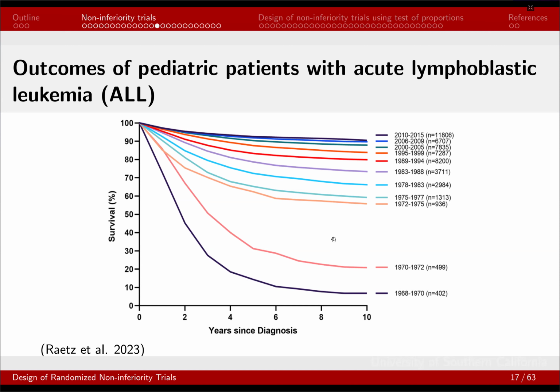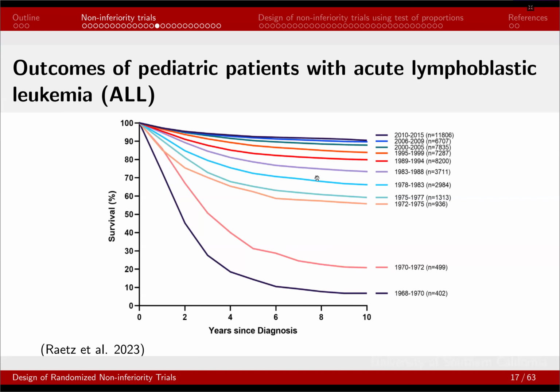Then in the 1970s, investigators looked at combinations of cytotoxic agents and prolonged treatment durations, as well as adding central nervous system prophylaxis, including CNS radiation. By doing that, there was a huge jump in outcomes of patients diagnosed with ALL.